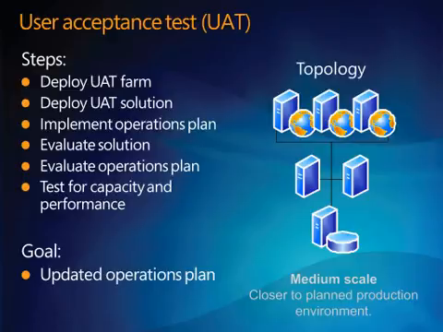The user acceptance test is a pre-production environment used for testing solutions against a subset of or a complete copy of production data. It is also used for validating backups and operational procedures. The topology at this stage should be similar to a production environment. Shown in the example here is a medium scale topology.